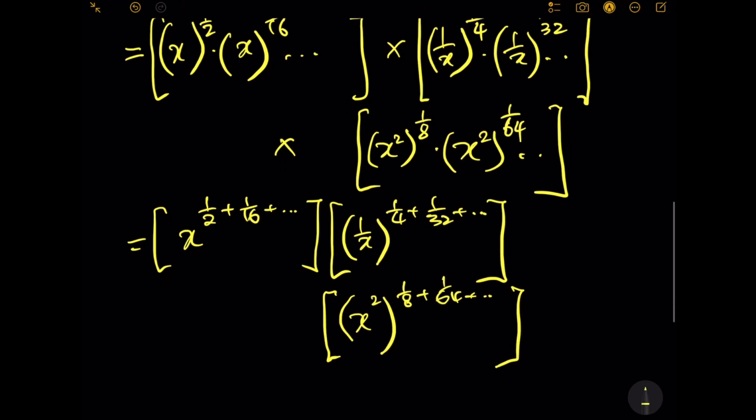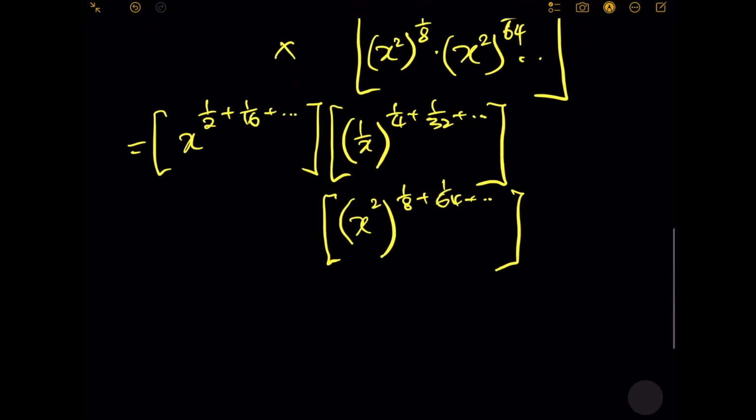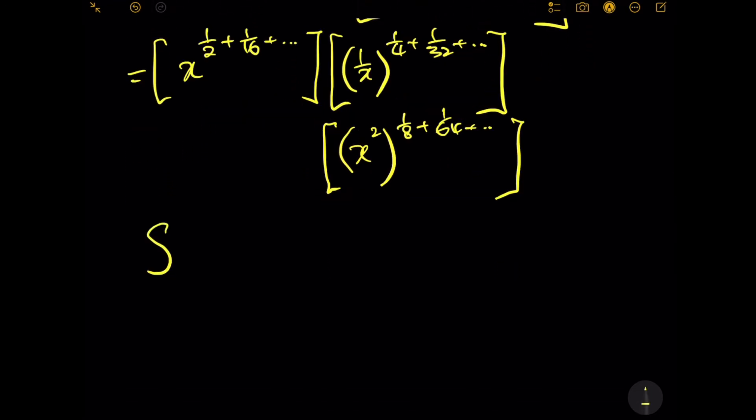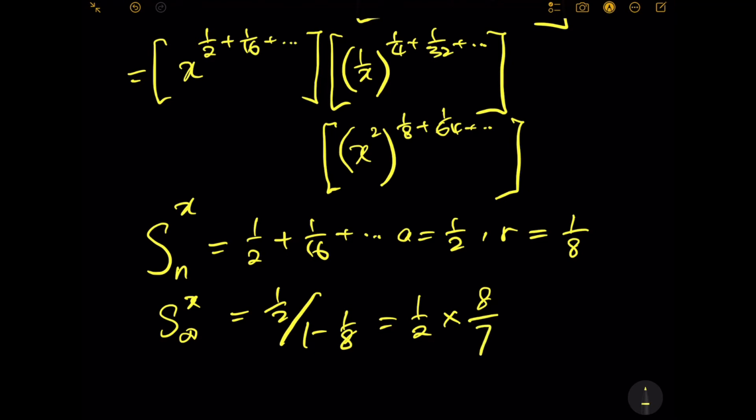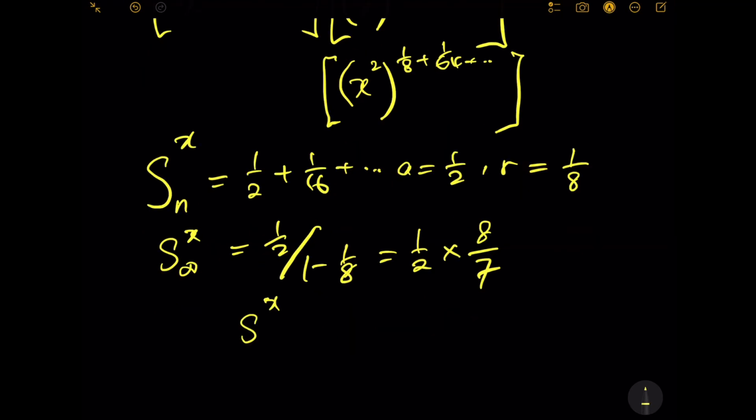So far so good. Now let's focus on the geometric series itself. Let's define S of x infinity for the series of the x. Here the first term is 1 over 2. The common ratio is 1 over 8. So S of x infinity is 1 over 2 divided by 1 minus 1 over 8, the ratio, which is 1 over 2 multiplied by 8 over 7. So S of x infinity is simply 4 over 7.